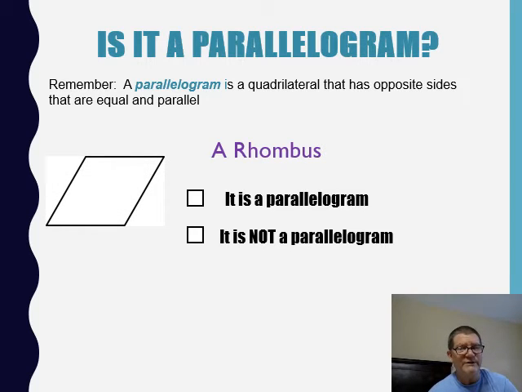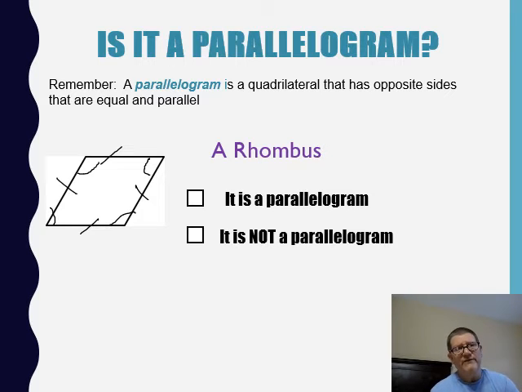Now, this one's a rhombus. And remember, for a rhombus, all sides have to be equal. So this one is equal to this one, which is equal to this one, which is equal to that one. So all four of them are equal. And when all four sides are equal, that means opposite angles are going to be equal.